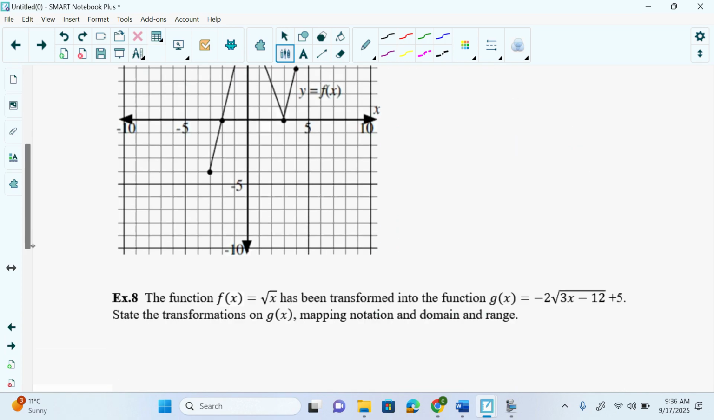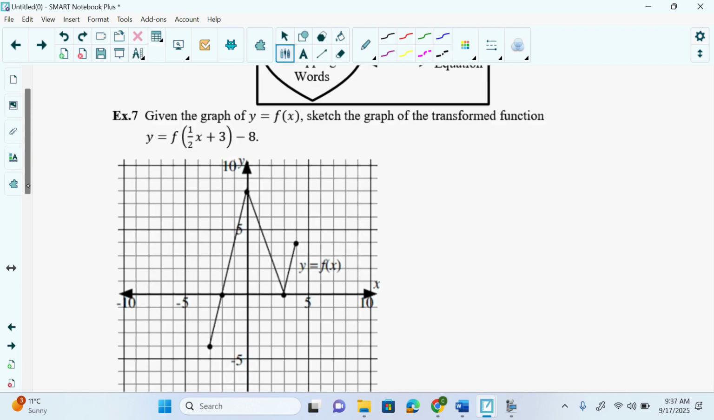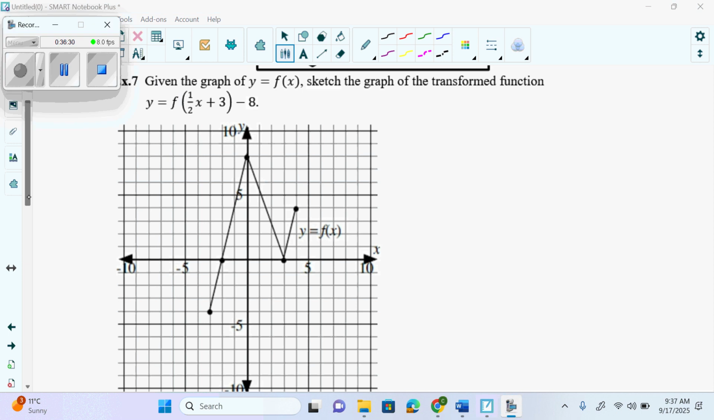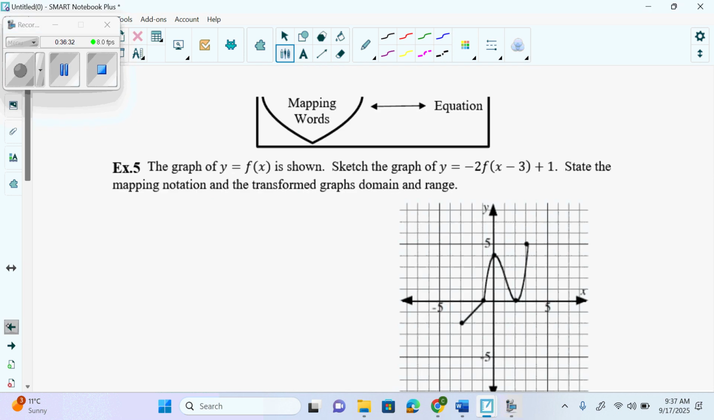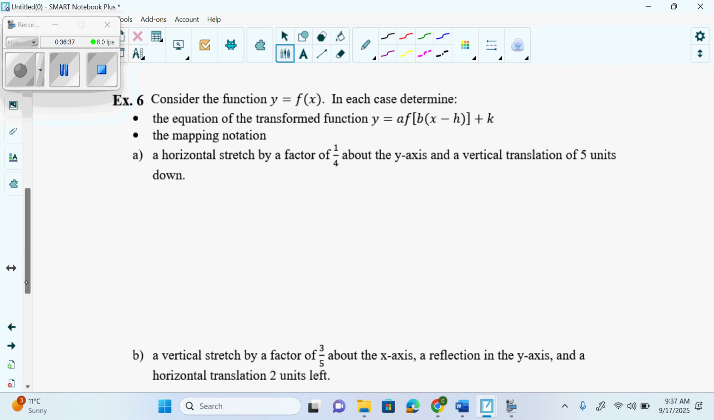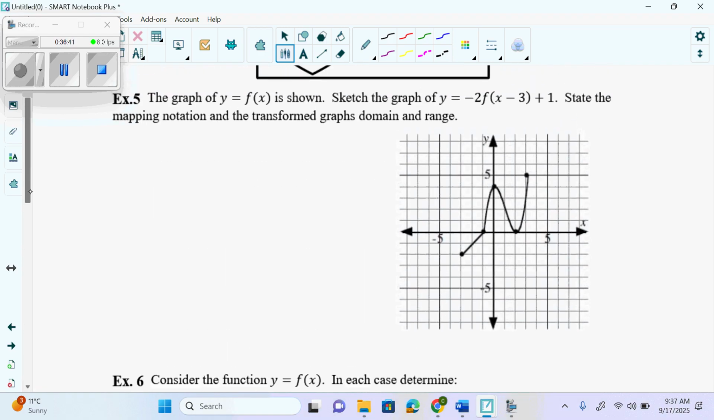Okay. Example 7. Example 8, go. Guys, I didn't know there was a 5 and 6. It skipped it. 5, 6, 7, 8, go.